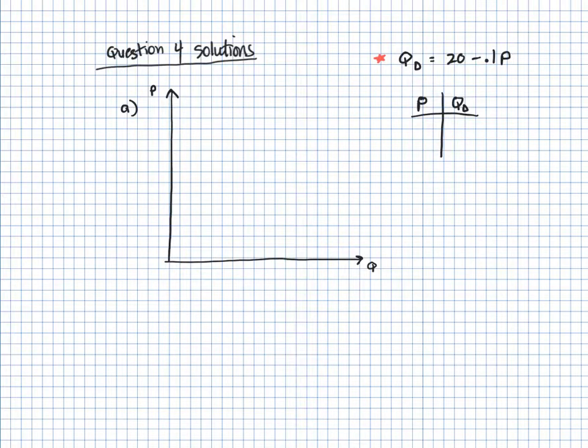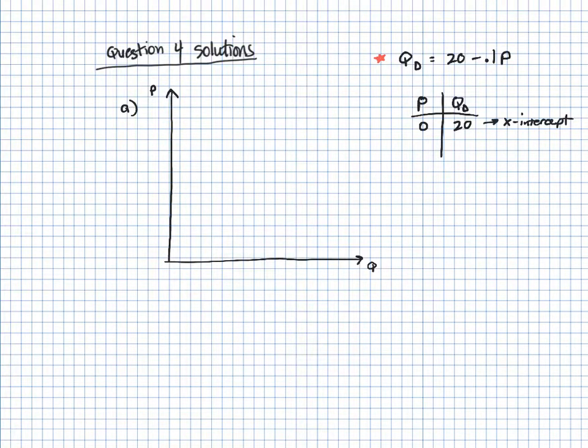So first, what we can do is plug in 0 for P, and when we do that, the resulting QD, given in the equation there, 20 minus 0.1 times 0 is 20 minus 0, so the quantity is equal to 20 when the price is 0. This is what we would call the x-intercept. This is where the demand curve is going to cross the x-axis.